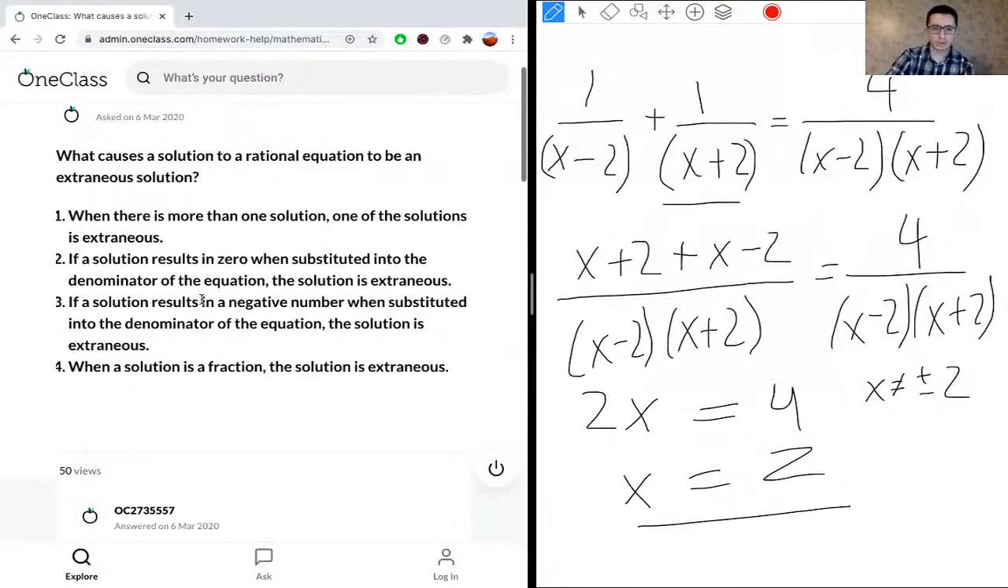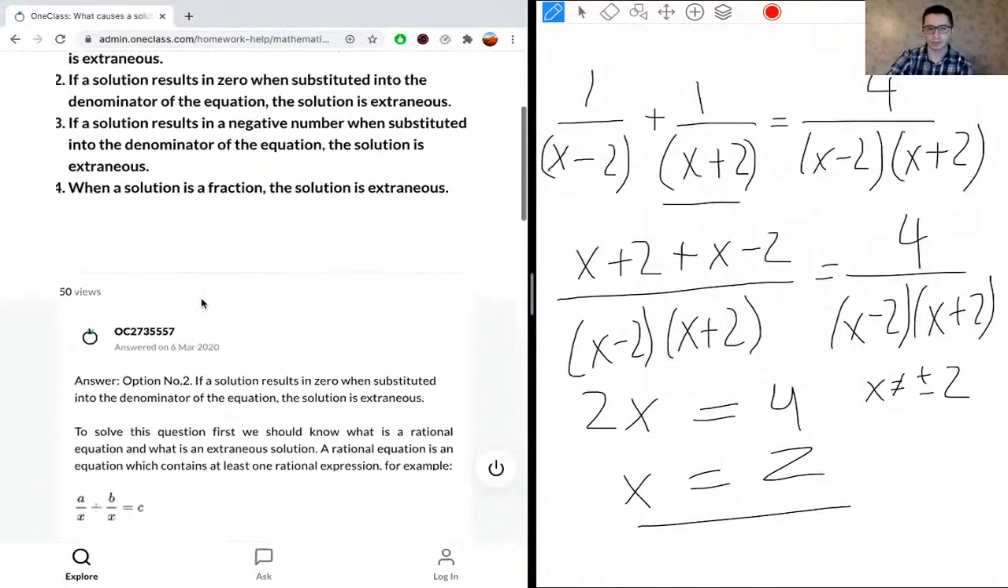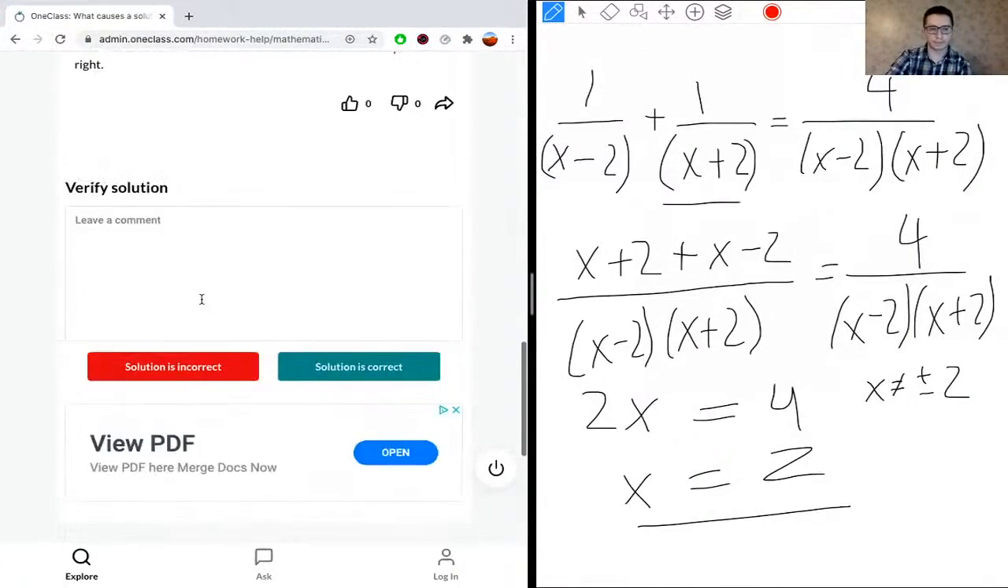If a solution results in a negative number when substituted into the denominator of the equation, the solution is extraneous. That's incorrect, because we can have negative number solutions. When the solution is a fraction, the solution is extraneous. That's also incorrect, because we can have fractions as solutions. So option 2 is correct. Correct option selected. Great job.